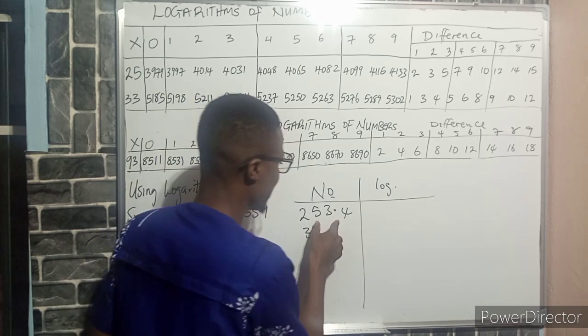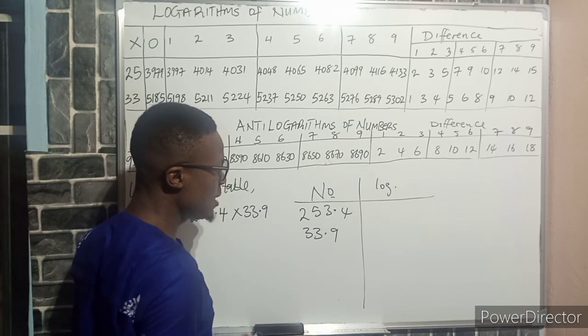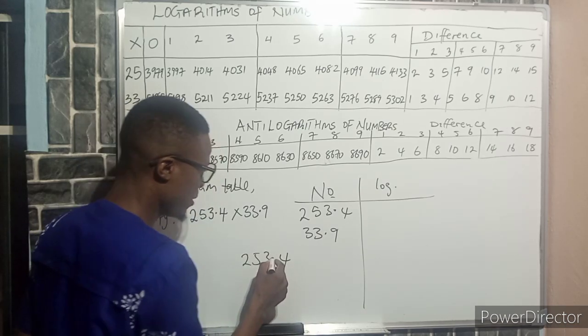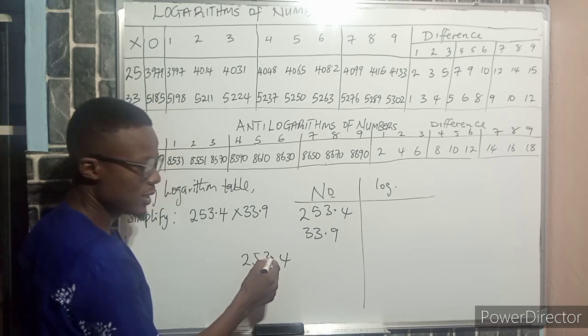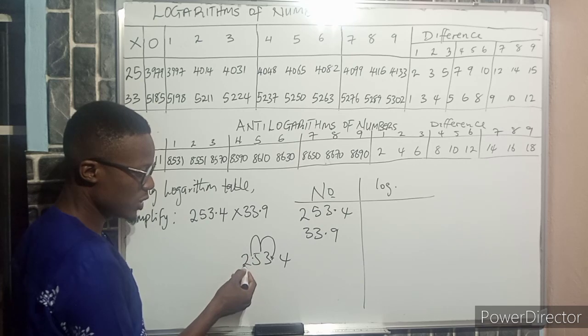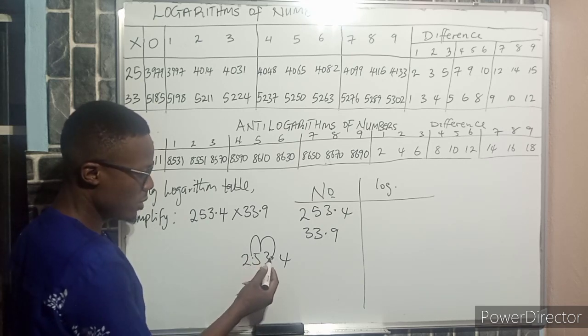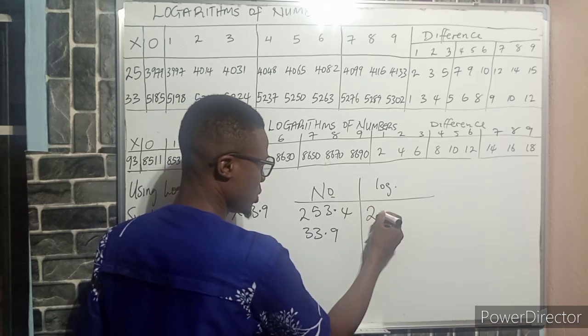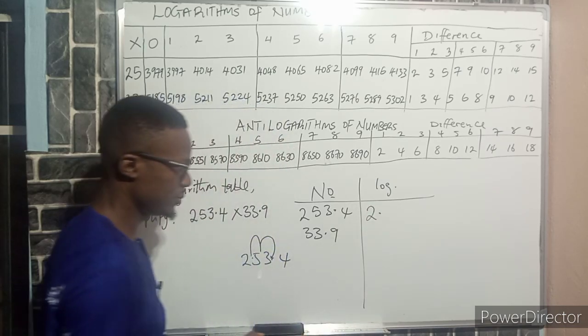Now, to get the characteristics of a number, let's say you have 253.4. Begin from the point where you are having this point and move 1, 2 until you meet the first number which is not 0. So we made how many journeys? 2 journeys. Therefore, the characteristics of this number is 2. Then write 2 and put point.